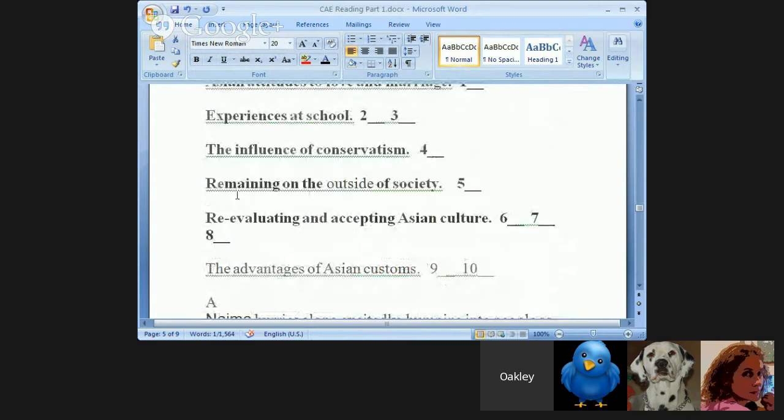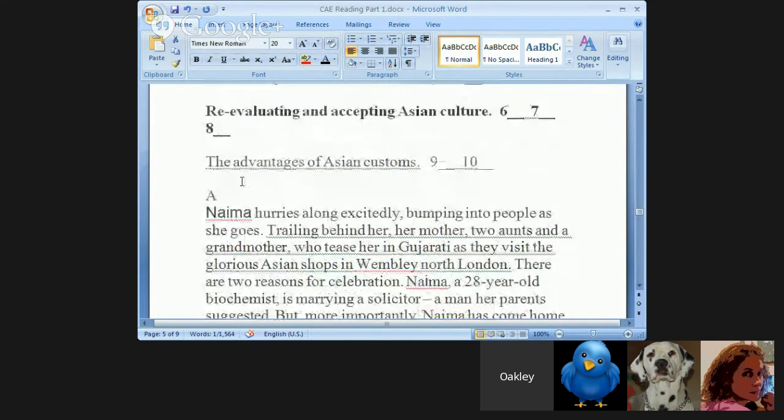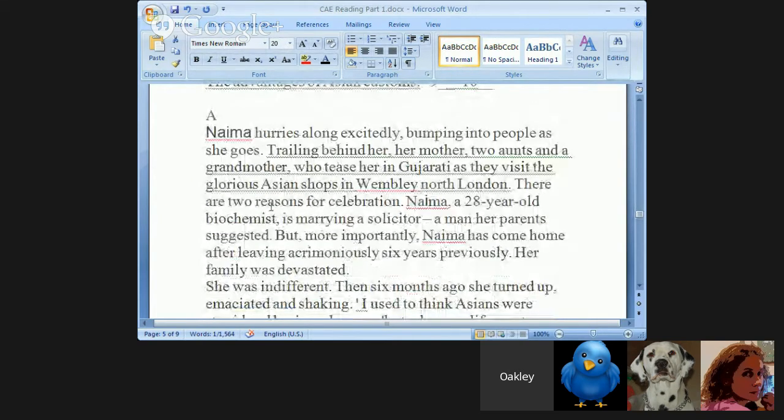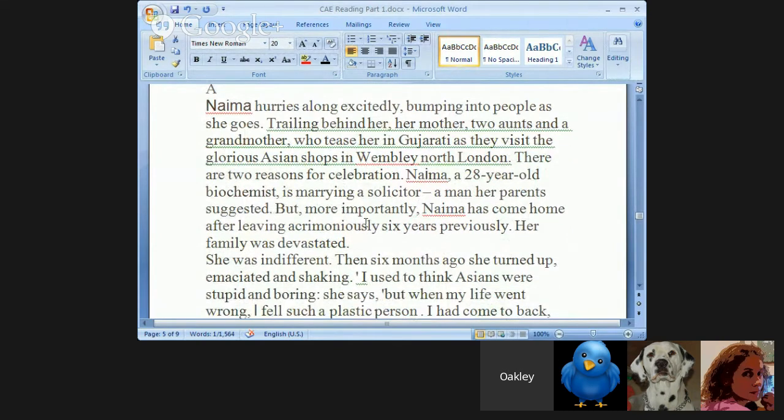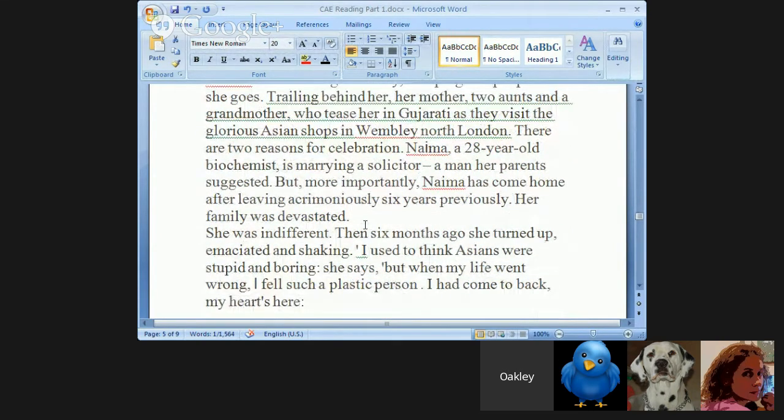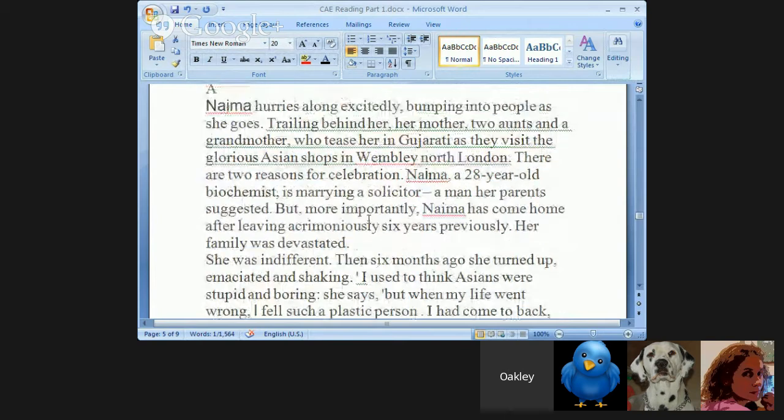Okay, because you're dealing with abstract concepts here, this is where I would read it or at least skim it and try to say in my own words, what is this really about? Okay, let's try it.